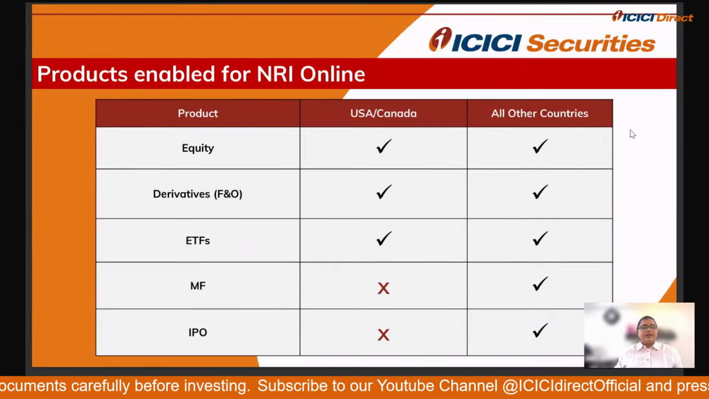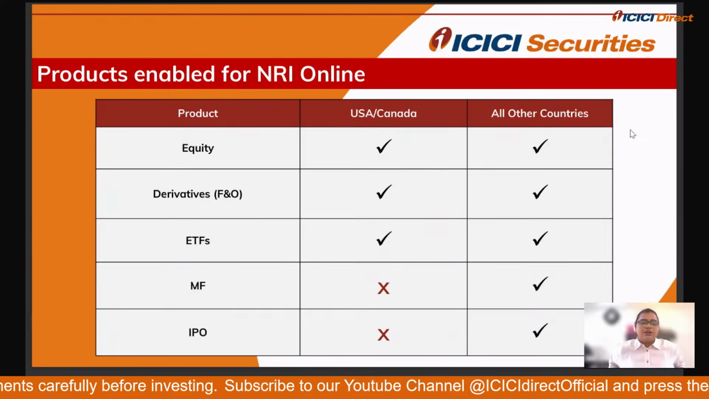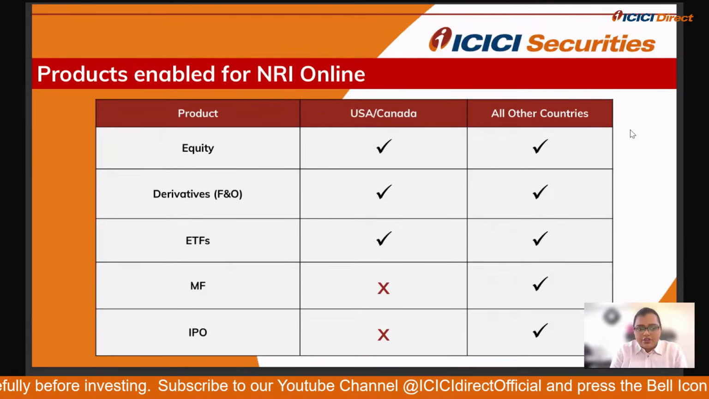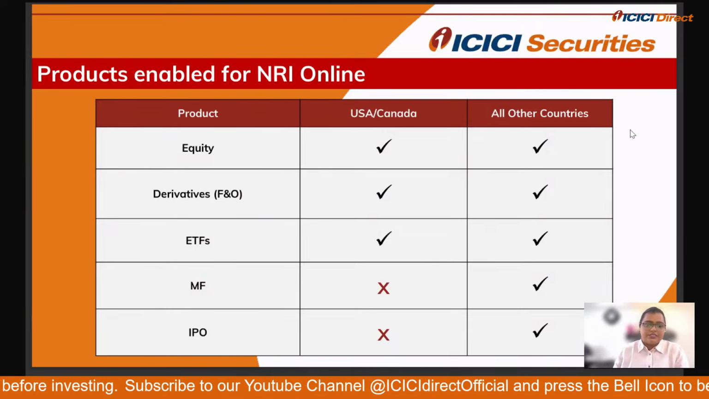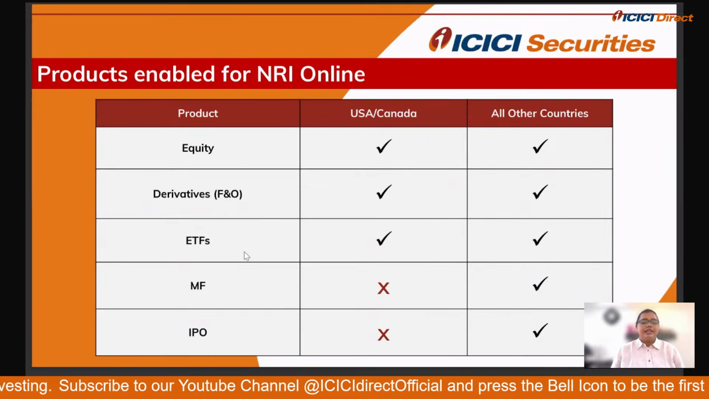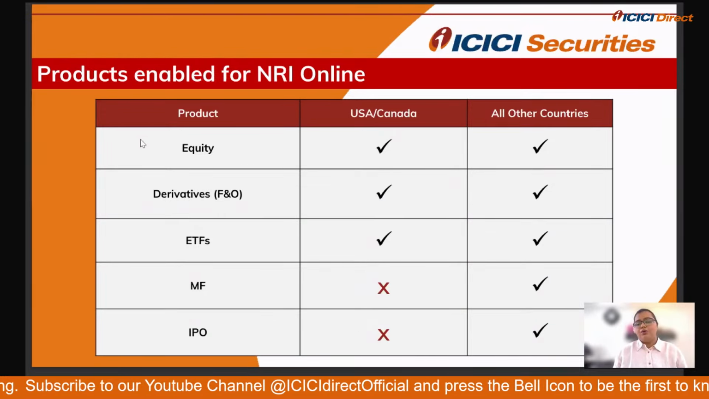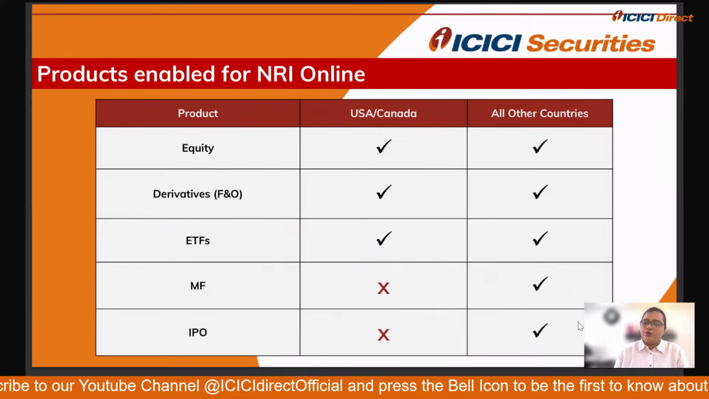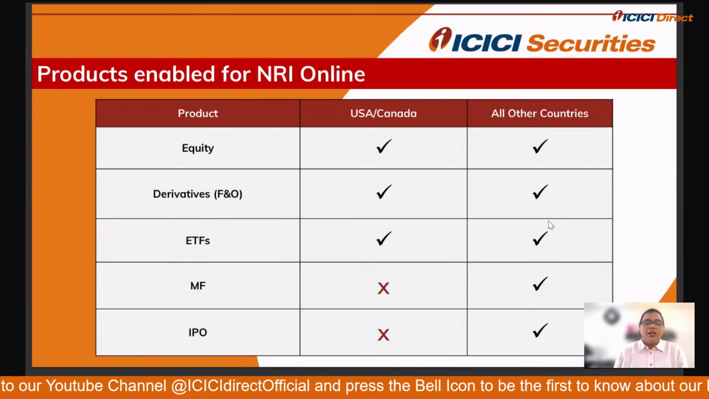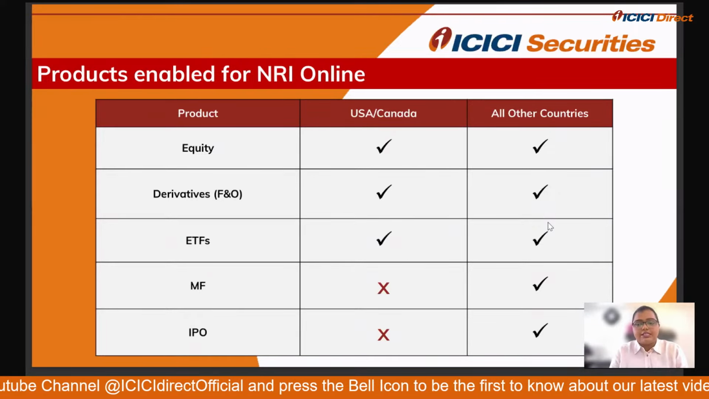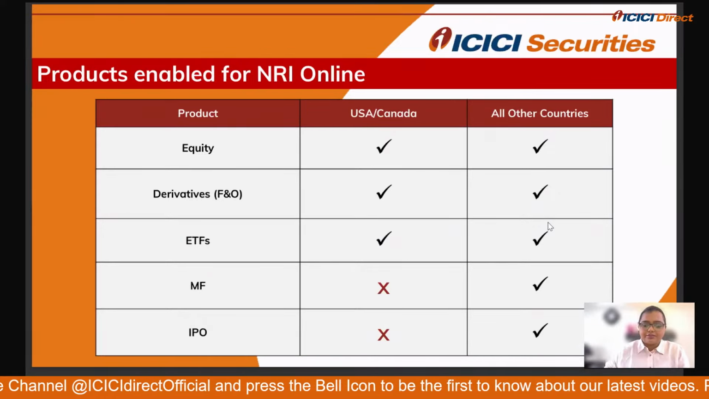Now, products enabled for NRI online. These are the products that a GCC customer can trade in. US and Canada customers cannot trade in MF and IPO, but as a GCC customer you will be allowed to trade in equity, derivatives, ETFs, mutual funds, and IPO, all of these products. Only two products are there that NRIs are not allowed to trade in, that is commodity and currency.